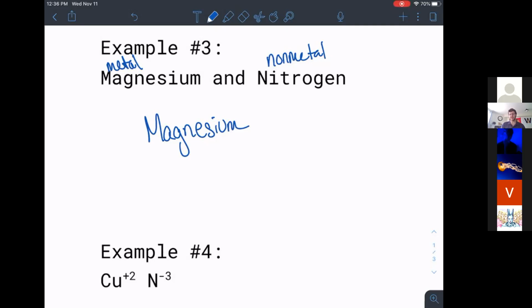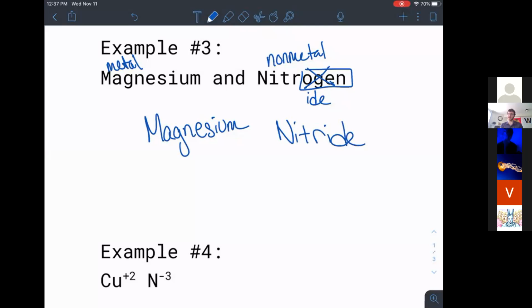So now we get to nitrogen. And if I change the ending for nitrogen, where am I going to stop? Where do we think? Until the O. So we're going to get rid of this section, which is perfect. And then we're going to turn it into IDE. So we're going to have magnesium nitride.